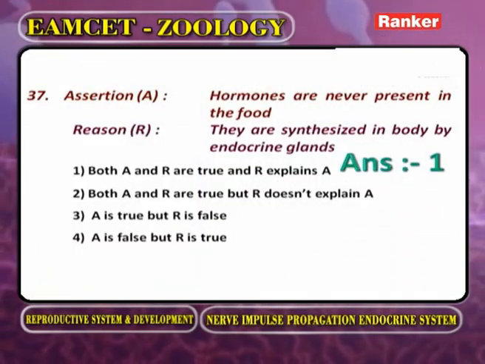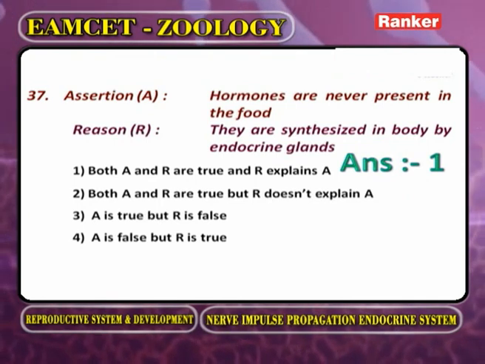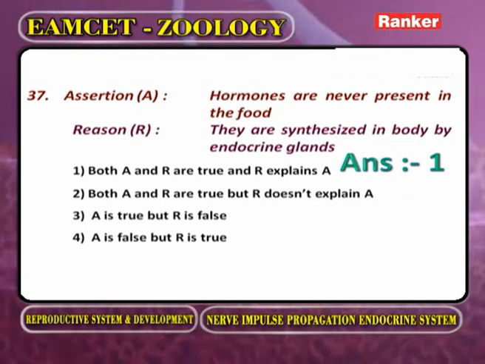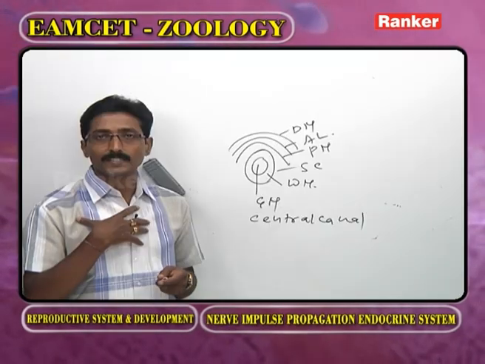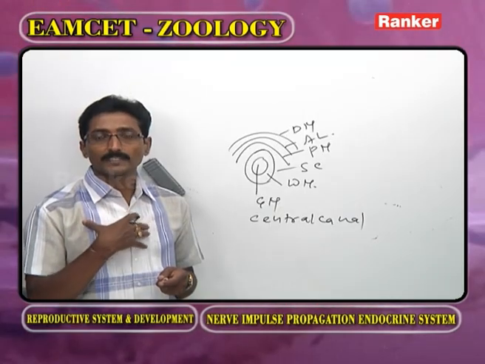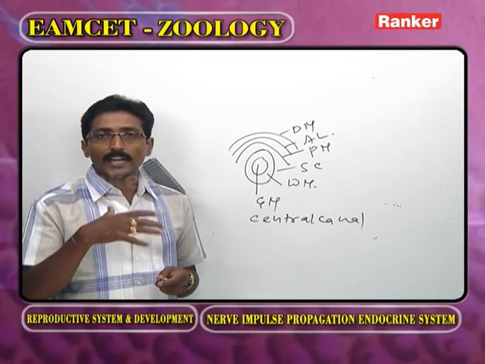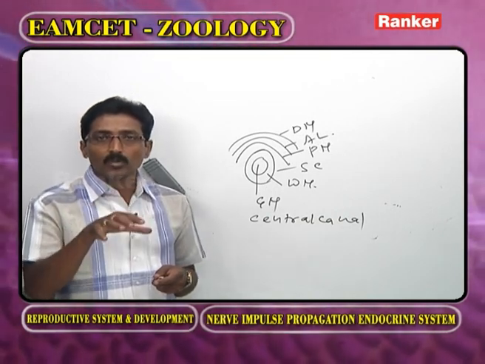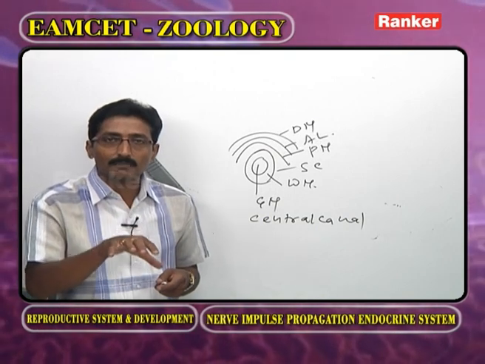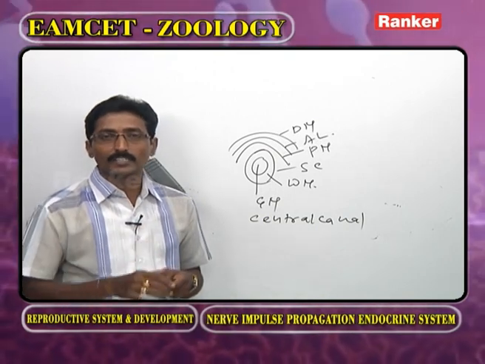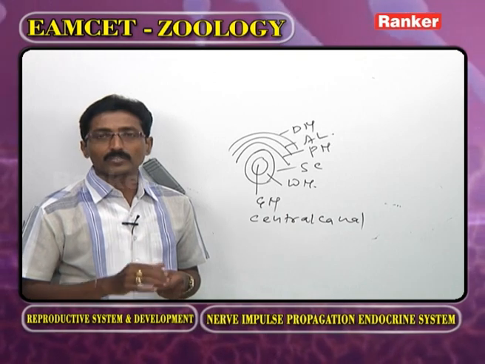Hormones are never in the food material. We are not getting the hormones from the outside because the hormones are synthesized by endocrine glands. They are also called ductless glands. The endocrine glands release hormones in the blood plasma. Now both are correct. R explains A. Next one.